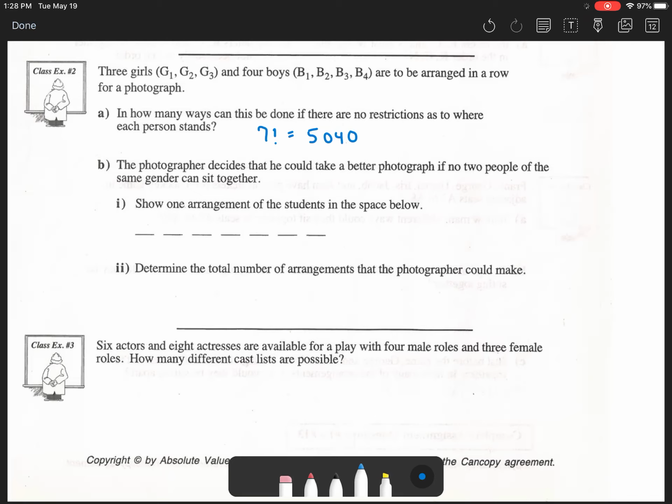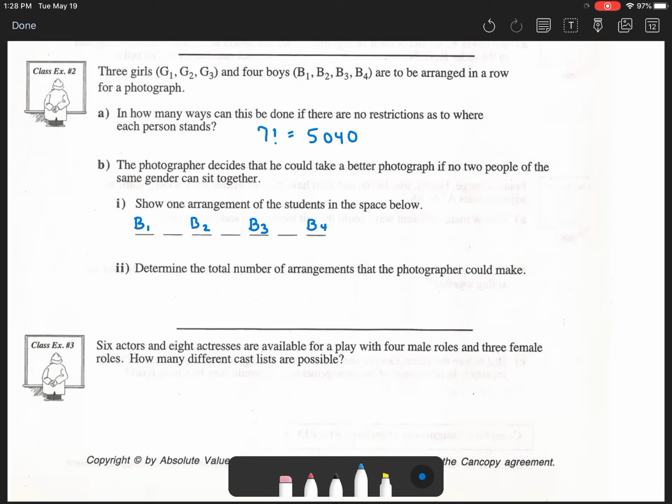Part B says the photographer now decides that he could take a better photograph if no 2 people of the same gender can sit together. So obviously that means we now have to alternate boy, girl, boy, girl, boy, girl, boy. I have 4 boys and 3 girls. That means I'm going to have to start with the boys because there's more of them. So in the spaces that they've shown below, it would have to look like this, right? I would have boy 1 here, then skip a space, boy 2, skip a space, boy 3, skip a space, boy 4.